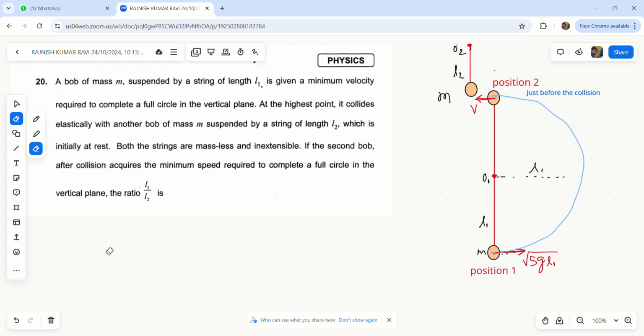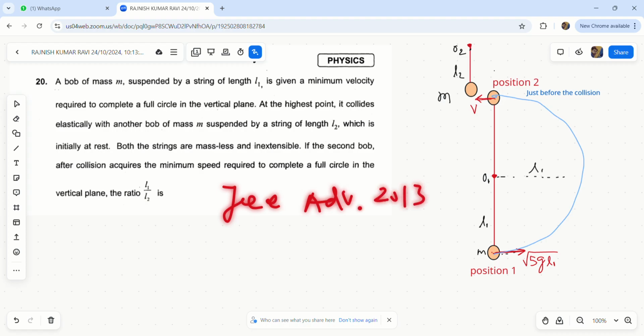Hey guys, I'm here with a physics problem that was asked in JEE Advanced 2013. It is from work, energy and power, conservation of energy, and it also includes some concepts of collision, elastic collision.